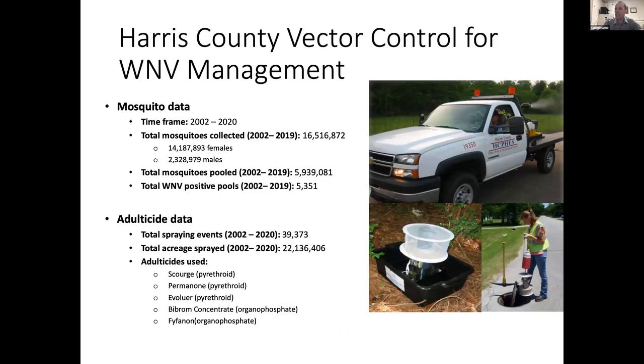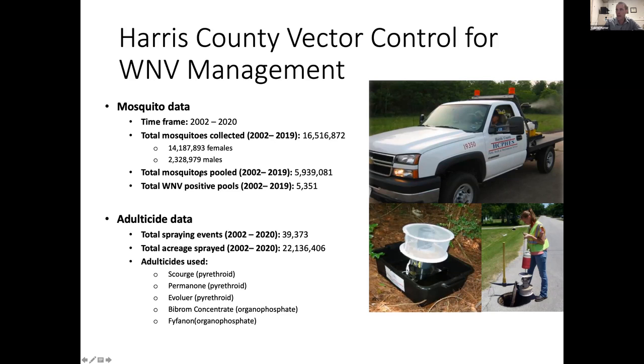So now transitioning to the Harris County project. And again, this is a partnership thanks to a strong program that Harris County has had for many years, gathering a lot of good data. And we've already worked with them to publish some of this. So we looked at how weather influences Culex abundance and infection with West Nile. But now we're addressing this question about how adulticide use over the years has influenced mosquito abundance and control.